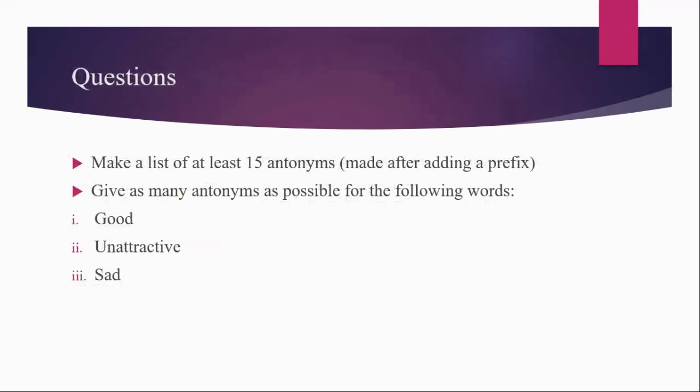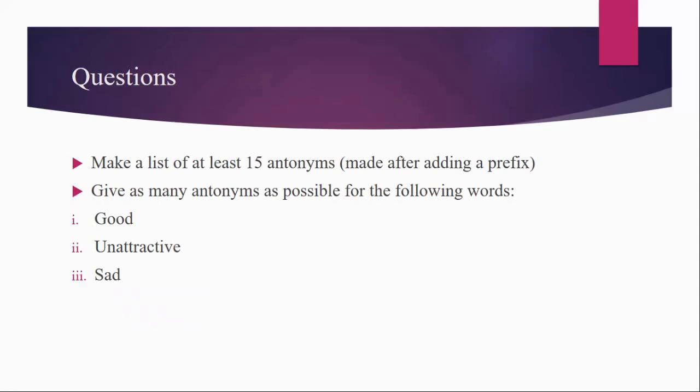Now I told you about adding a prefix and using it to give as many antonyms as possible. First task: make a list of at least 15 antonyms made after adding a prefix. For instance, advantage, disadvantage; important, unimportant; relevant, irrelevant; engage, disengage, or engaging, disengaging. Then we have likable, unlikable, or likely, unlikely. So there are many words that change into the opposite meaning after adding a prefix.